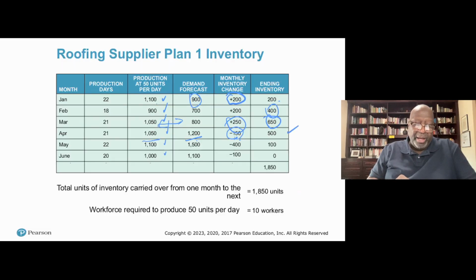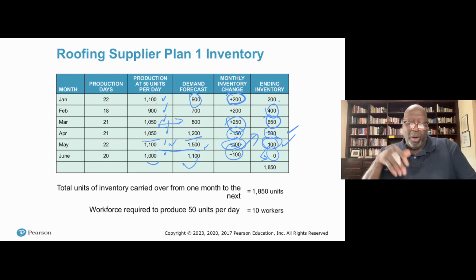Then we have a difference of 400 between our production and our demand. And that 400 will reduce the 500 down to 100 units. And then in the last instance, we are short 100, where this 100 units is going to actually help us. And now our ending inventory is 0. All right. So now what we've got to do is to say, okay, this looks good.